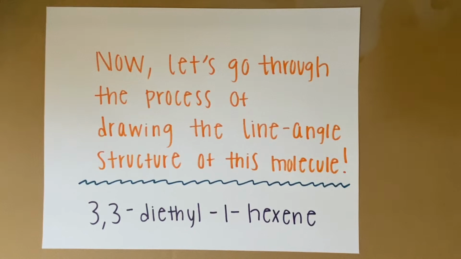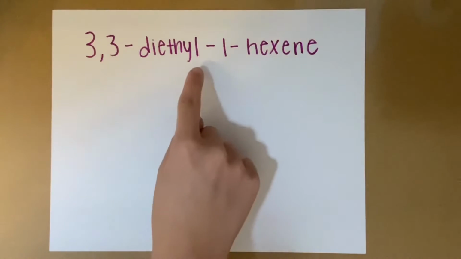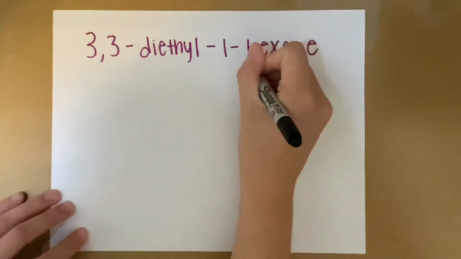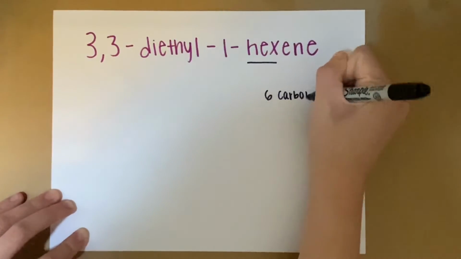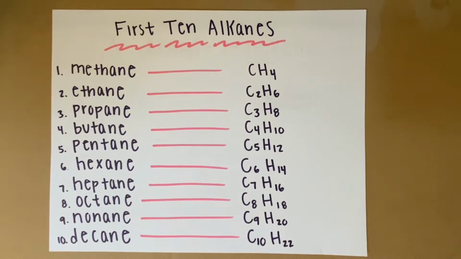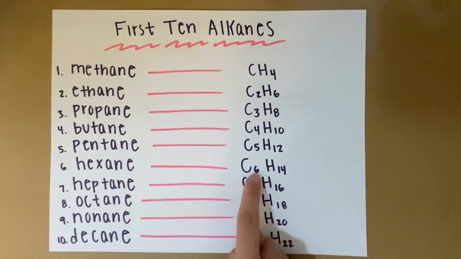Now, let's go through the process of drawing the line angle structure of this molecule, 3,3-diethyl-1-hexene. Remember our first rule when we're looking at molecular structures like this. We know that we always start at the end of the name. In this compound, hex, right here, tells us that there are 6 carbons present in the longest carbon chain. We know this because looking back at our alkanes list, we see hexane, and hex means 6.